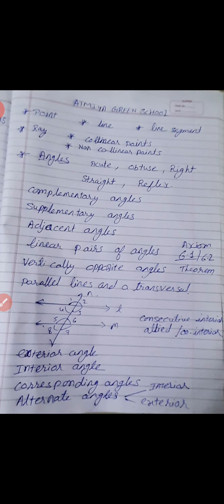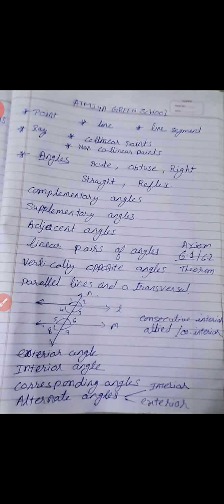Understand? Okay, now in this chapter we have learned about lines parallel to each other: parallel lines and a transversal. In your previous class you have learned about parallel lines and the transversal. What are parallel lines? If two lines never meet each other, they are called parallel lines. Now we have learned about the transversal. If two lines are drawn and one line cuts them, then that is called a transversal.